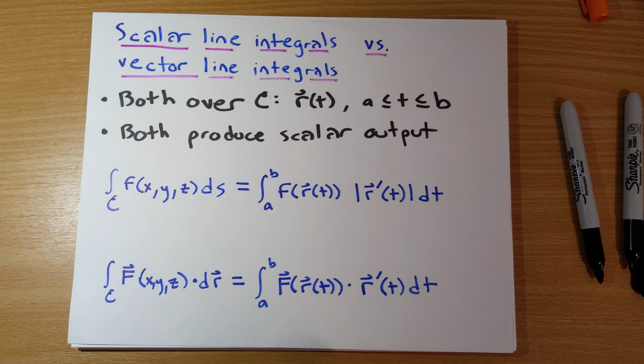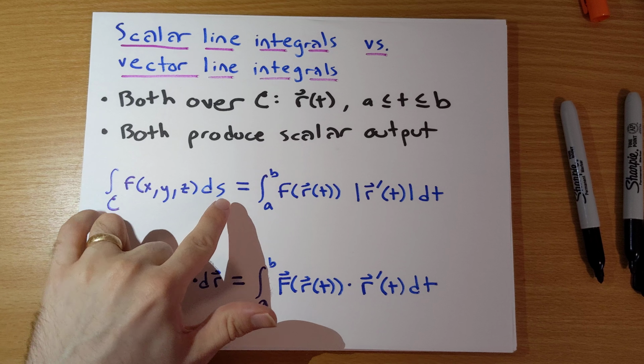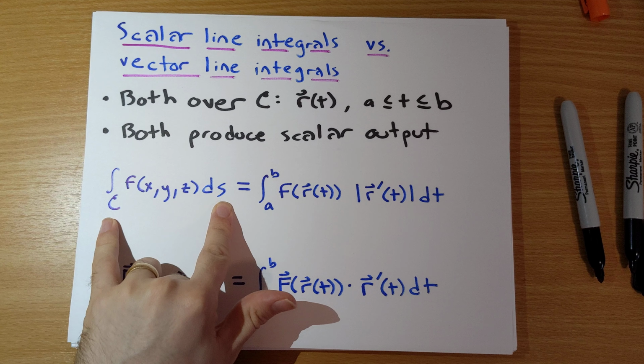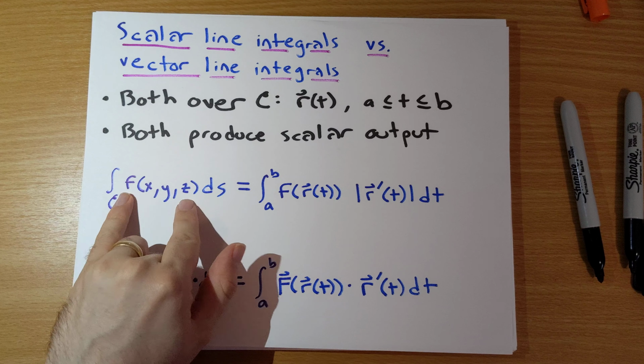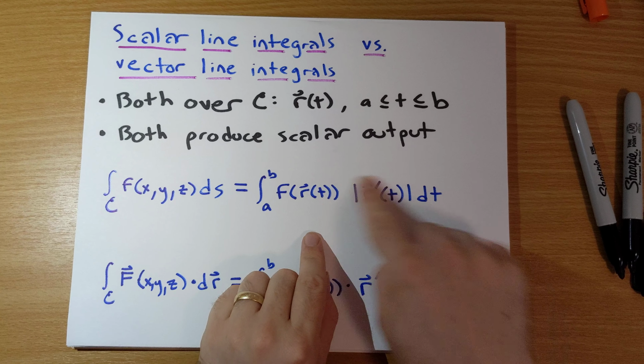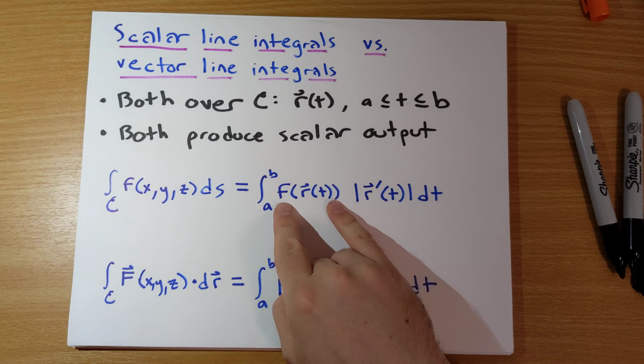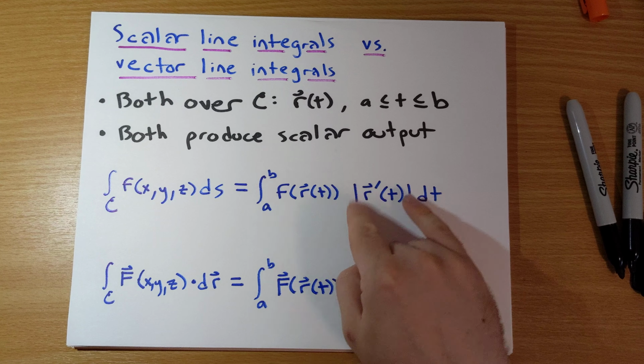In a scalar line integral, we are integrating a scalar valued function over a curve. And this expression here will give you a scalar output. This looks complicated, but this is a function of t, this is a function of t, and the product is a function of t. You're just integrating a function of t from a to b dt. This is a straightforward integral from the end of Calc 1.